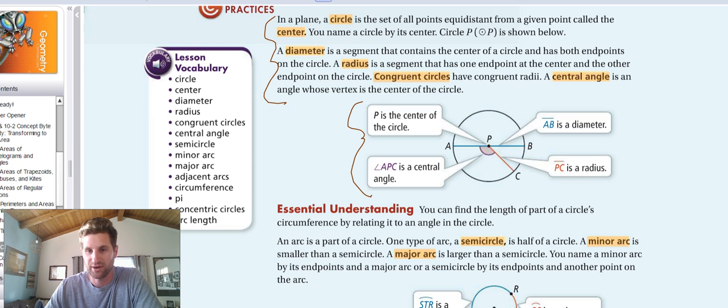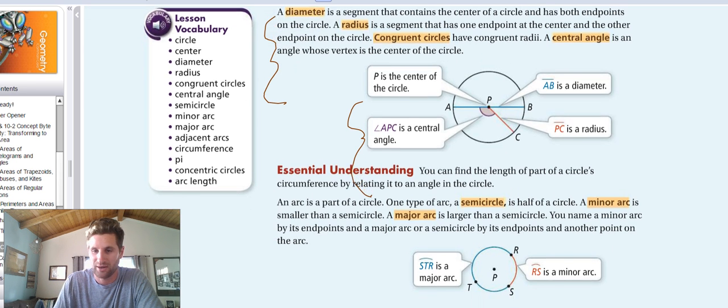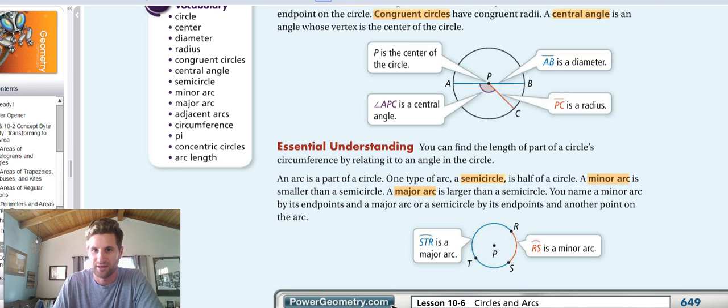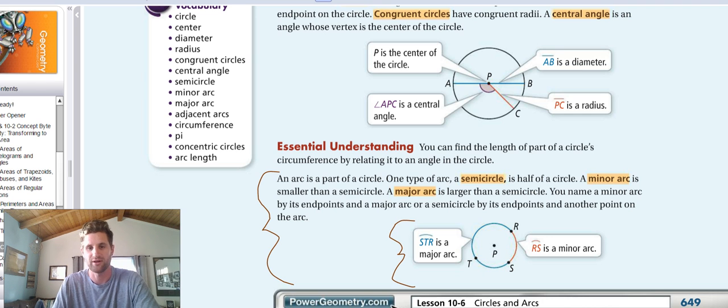So BPC would be a central angle right here. APC is a central angle. So it's a perfect picture. Go ahead and write that down, and while we're at it, we're going to also write this part down right here with this picture. So this picture included, write all that.